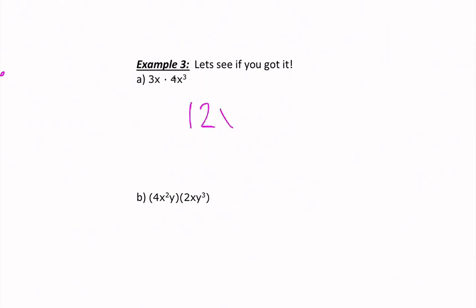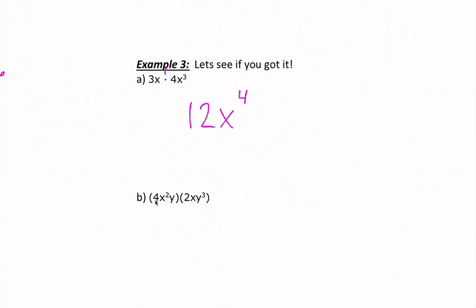Now I have to look at my x's, so I go ahead and write x down. I know that this is x to the first, and I know that this is x to the third. My rule is to take the exponents and add. So x to the first times x to the third is x to the fourth.